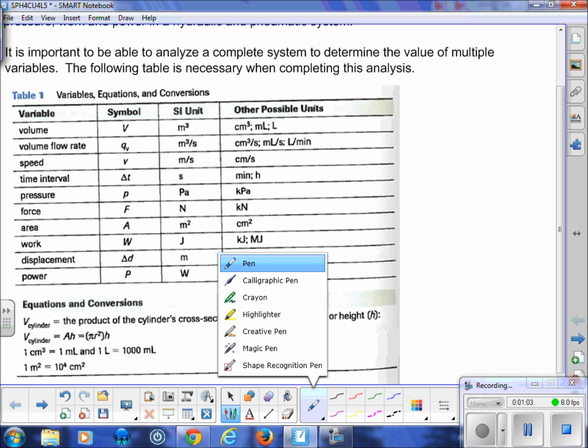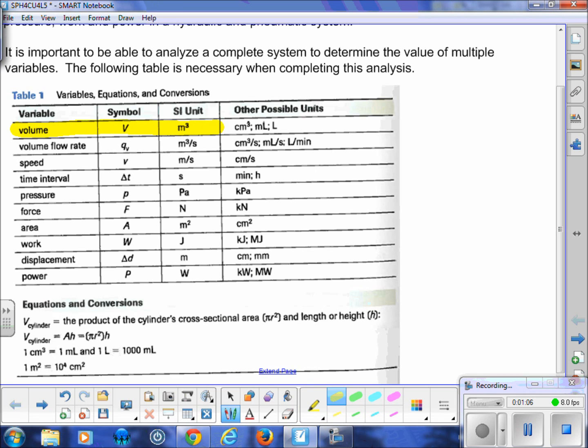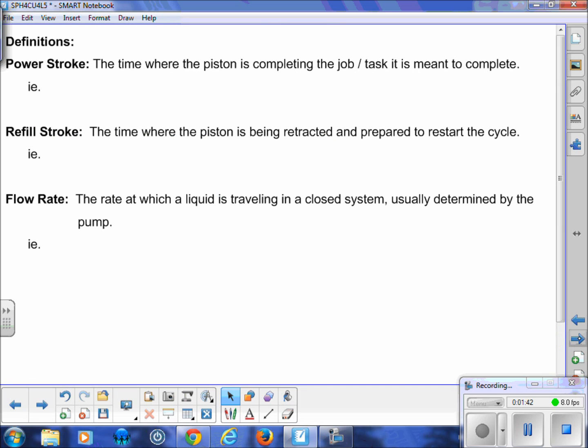So for example, volume tells you the symbol and possible units and so on and so forth. We've got pressure, all right? So it's just giving you the variable, the unit, and other possible units that are out there, okay? Down below, I have equations and conversions. So volume of a cylinder is given in that formula, and there's a couple simple conversions. So this will be provided, so you will need it for the homework. But after that, I'll make sure it's all photocopied and ready to go for quizzes and so on and so forth. So a couple quick definitions.